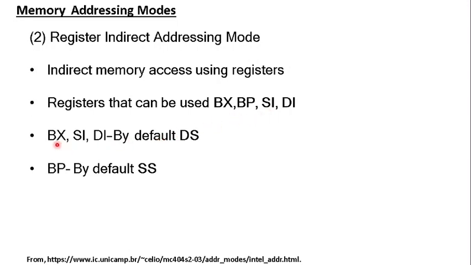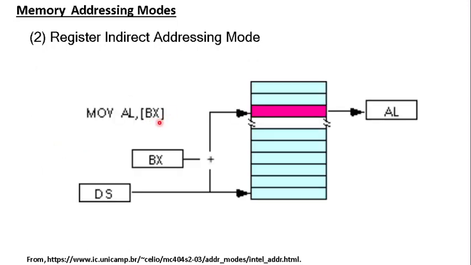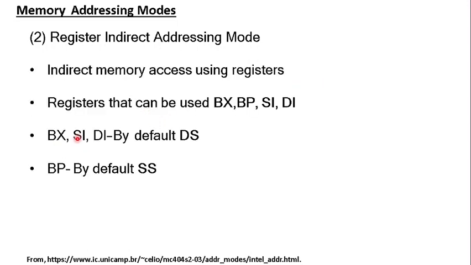If you are using BX, SI or DI to hold the offset value, it means that you are by default offsetting into the data segment. But on the other hand, if you are using BP to hold the offset value, it means that by default you are offsetting into your stack segment. And as always, there is a catch. You can always offset into other segments also if you are using a segment override prefix.